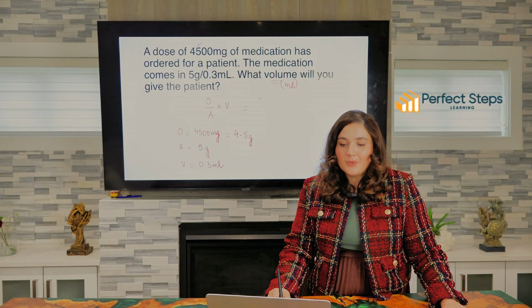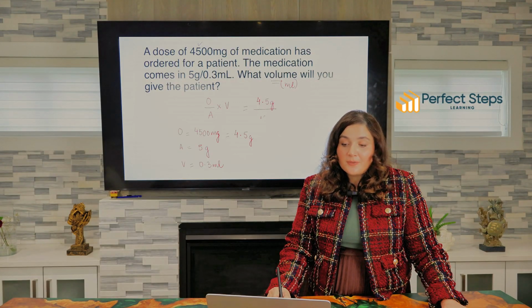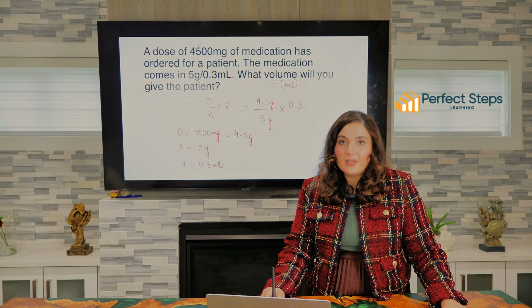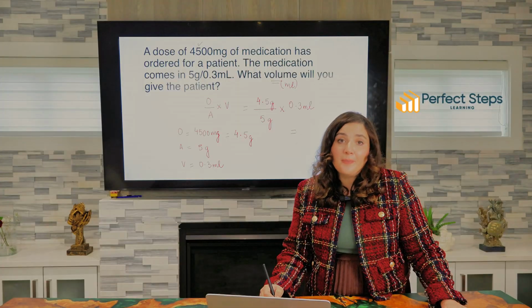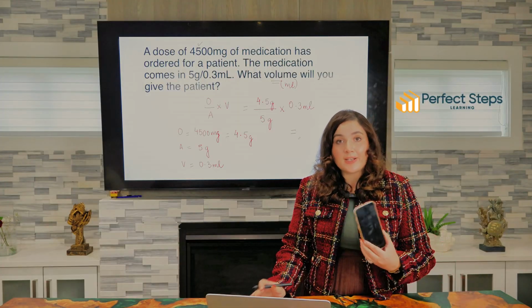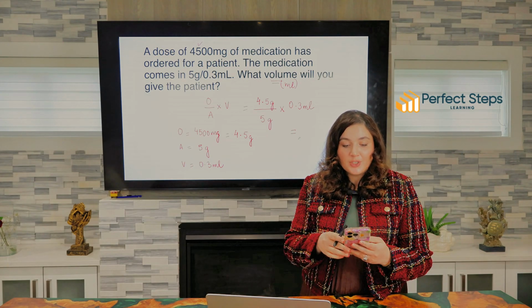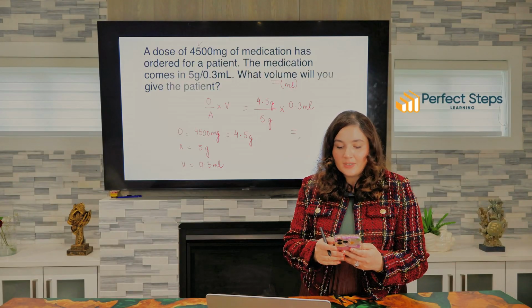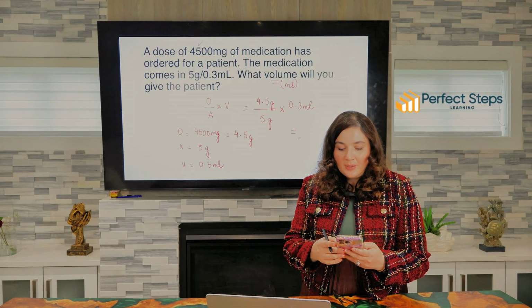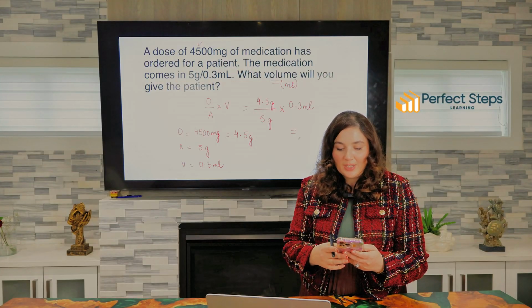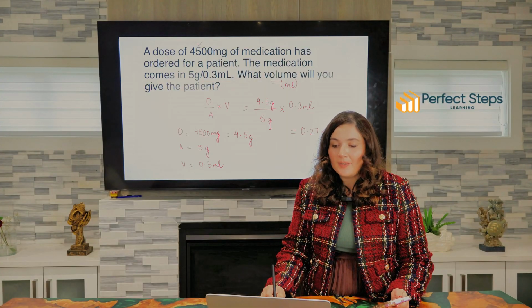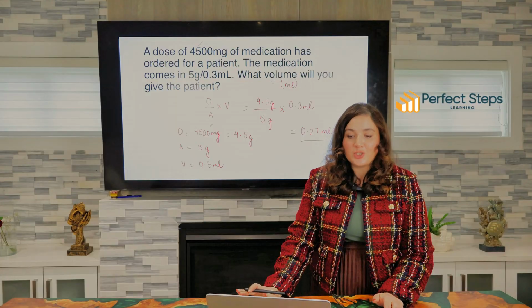So our values are, order is 4.5 grams. Available dose is 5 grams. And the volume is 0.3 ml. You don't have to panic about the calculations because you will always have access to your calculator on the exam. I'm just going to use my phone calculator and plug these values. So we have 4.5 divided by 5 multiplied by 0.3, and the answer is 0.27 ml.